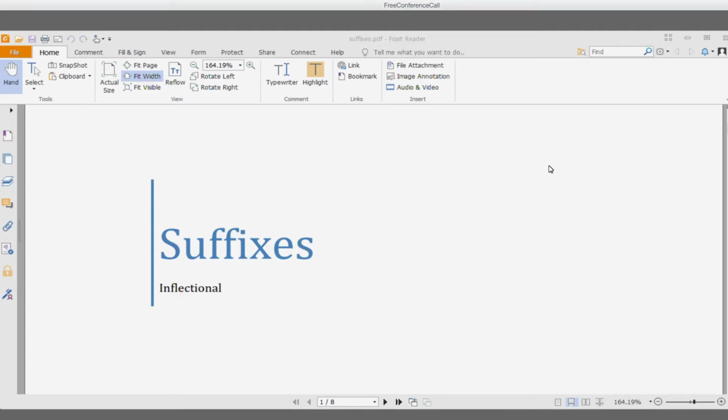Today's lecture is about the suffixes in English, and we are going to talk about the definition of suffixes, the type.